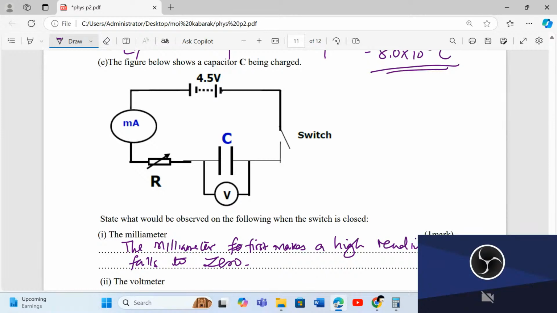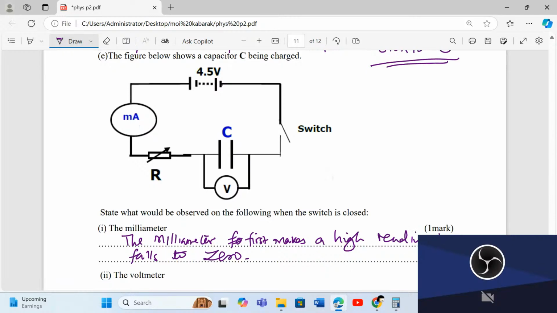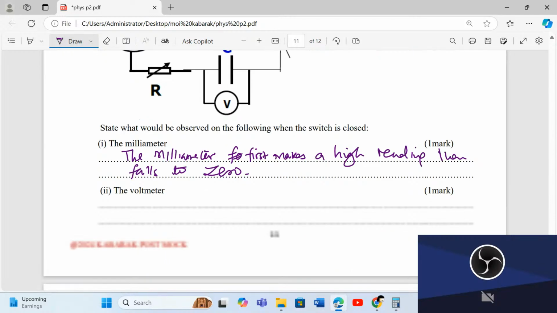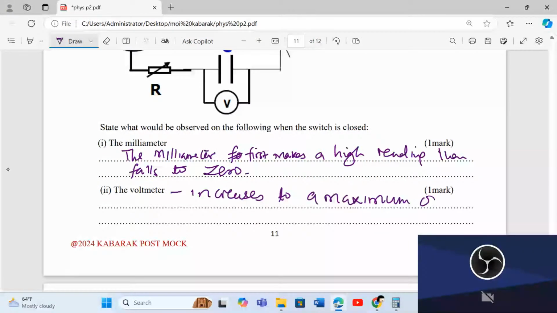What about the voltmeter reading? Remember, this is a capacitor that is being charged, and we do expect all the potential difference that is in the cell to be transferred to the capacitor. So we do expect the voltmeter reading here to increase.